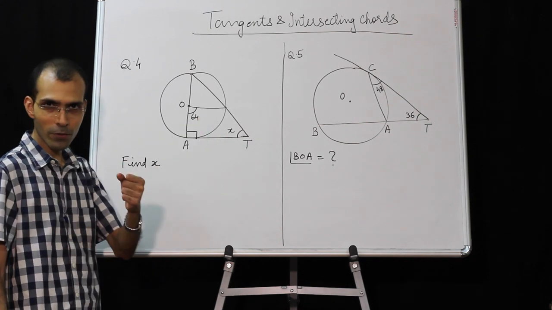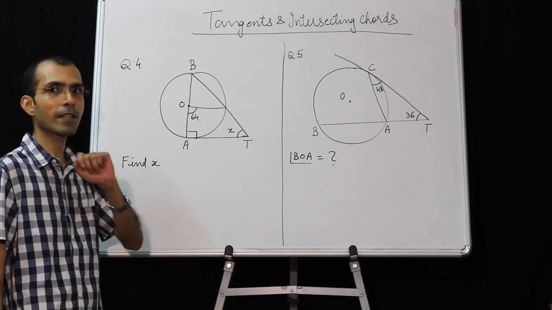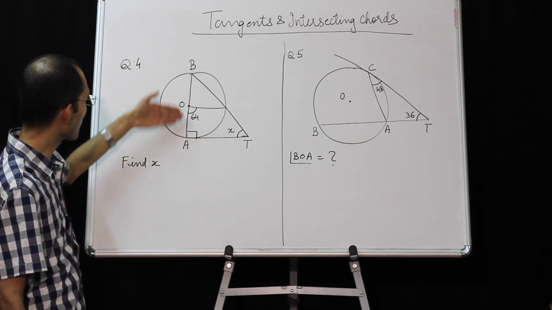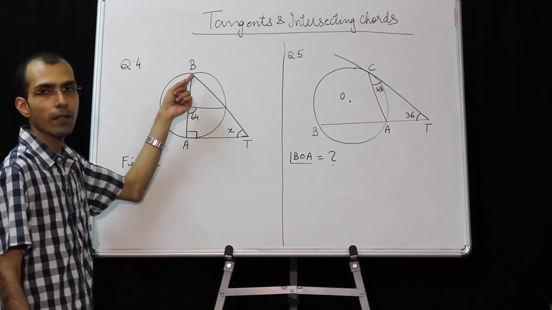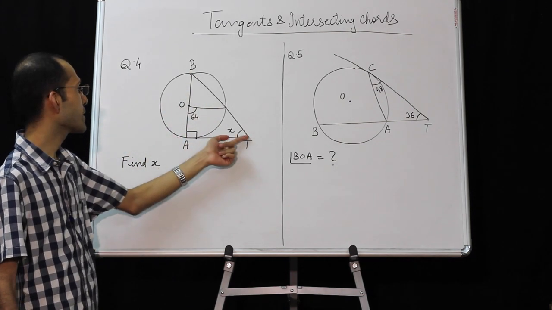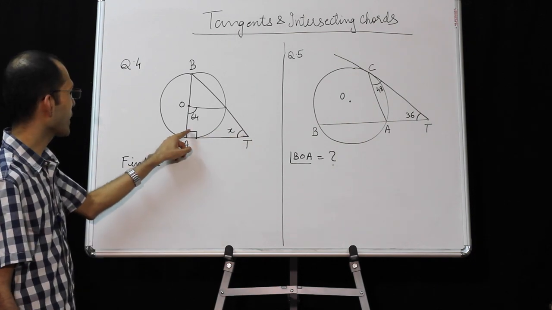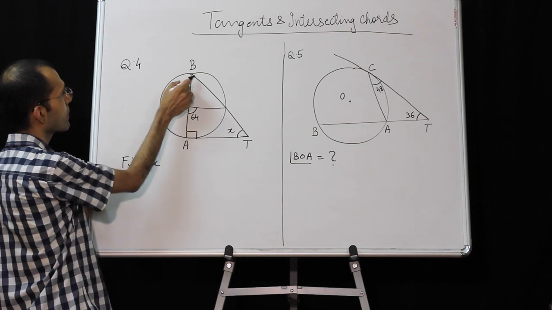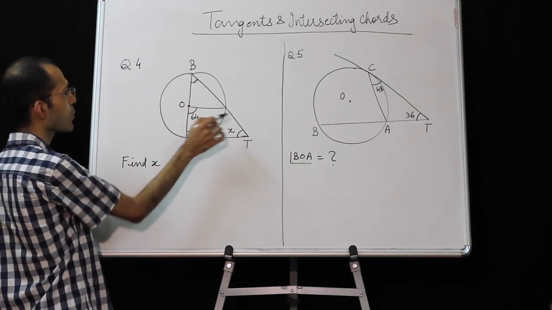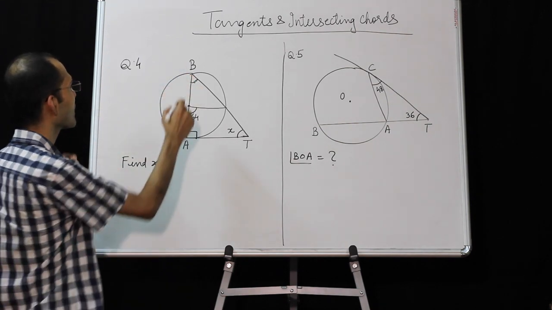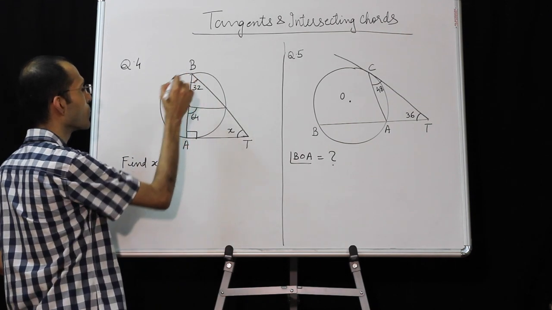So let me first try and use the sum of the angles of a triangle, 180. If this is X, then the triangle which is formed is BAT. This angle is 90. If we can find this angle, then our job is done. Sum of the angles of a triangle. How to get this angle? This angle will be 32.